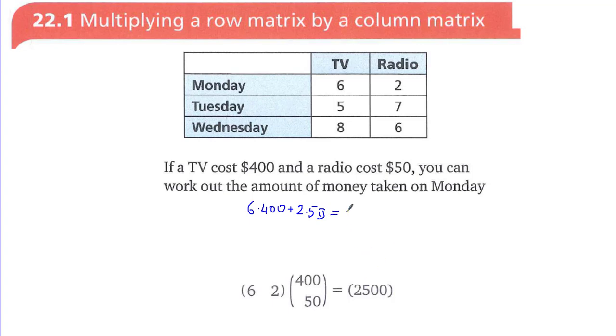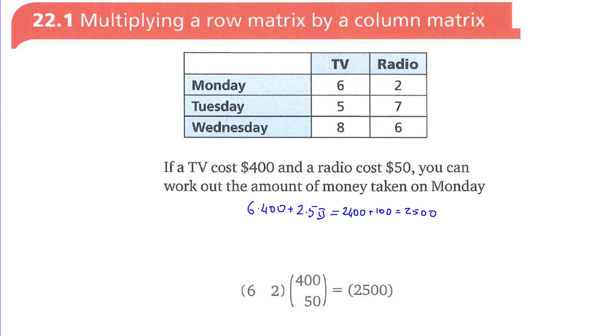I didn't calculate it yet, but 6 times 400 makes 2,400, and 2 times 50 makes 100. So the total is going to be equal to 2,500, as you see here.